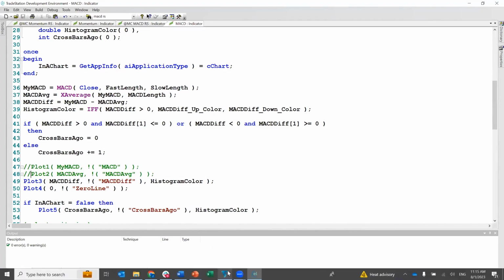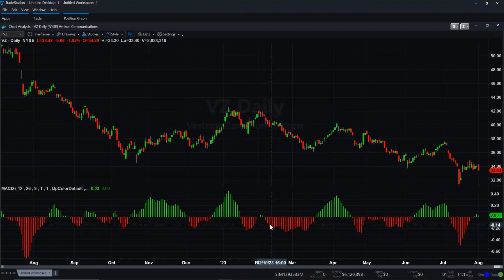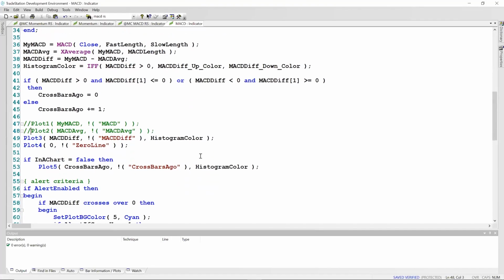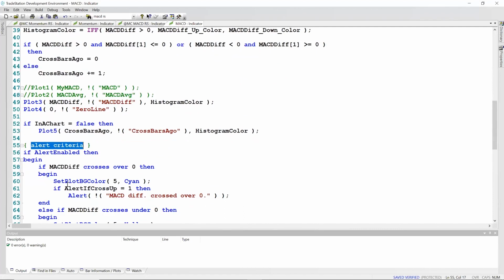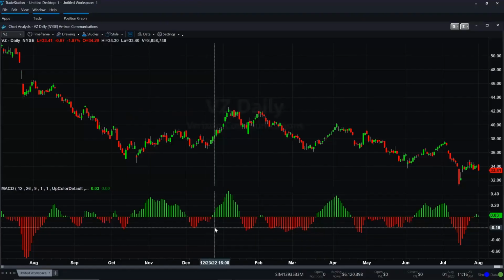Now, if I go over here to my TradeStation, take a look at my MACD. I've modified the code inside of my TradeStation so that the two lines don't show up and I can concentrate on the histogram, because the histogram is what's giving me the real signals. If I go back here to my EasyLanguage, you can see that the alert criteria occurs when the MACD difference crosses over 0 or the MACD difference crosses under 0. So you can already see that if you turn on the alert, it is being based on this histogram and whether it is turning positive or negative.